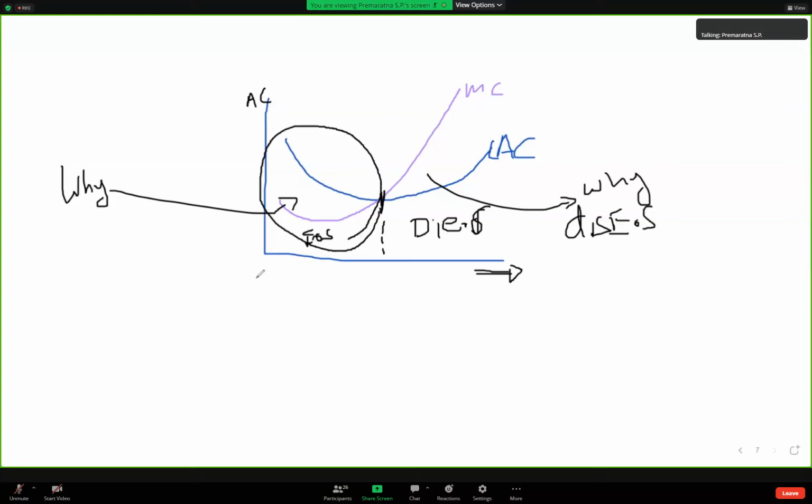Now, there are two ways economies of scale happen. One way we call internal economies of scale. The other way, external economies of scale. Internal and external economies of scale. What does internal economies of scale mean? What does external economies of scale mean? I'll start with explaining external economies of scale.